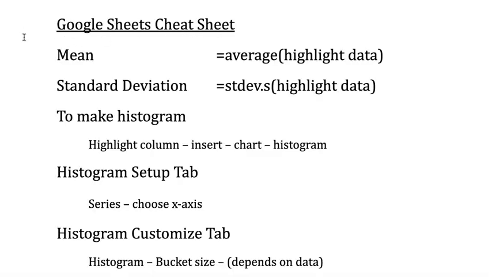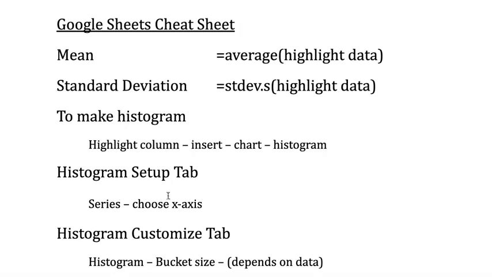All right, let's review some of the things we did in the spreadsheet. To find the mean, we typed equals average, and then we highlighted the data and closed the parentheses. To find the standard deviation, we typed equals stdev.s for standard deviation of the sample, and we highlighted the data and closed the parentheses. To make the histogram, we highlighted the data in the column, we clicked Insert, Chart, and then changed it to histogram.